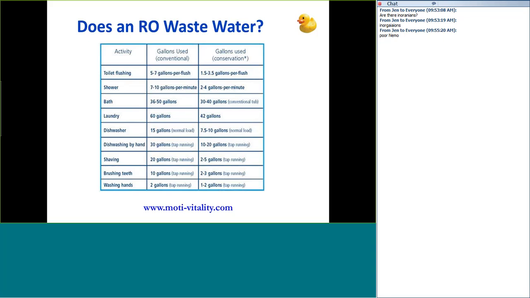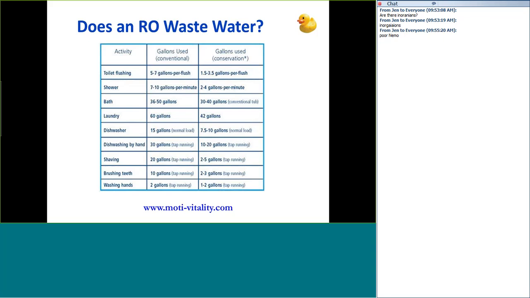But let's say you have a family of 4. The average family of 4 is going to use about 2 gallons a day total for drinking and cooking. That's coffee, tea, Kool-Aid, ice, water, all of that stuff, roughly about 2 gallons a day. Even if you have a reverse osmosis system that would be considered a really inefficient system today, let's say it's a 5 to 1.